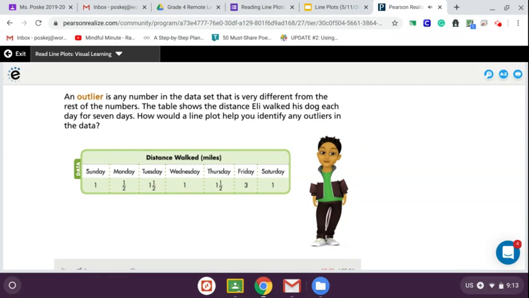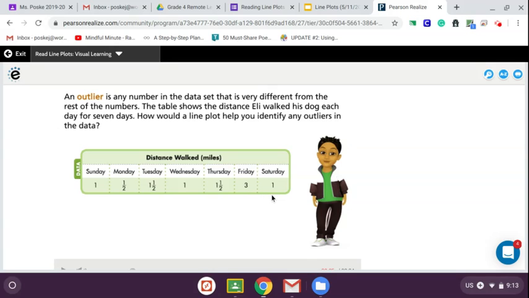So this word is going to come up today called an outlier. And if you did yesterday's vocabulary lesson, and if you were here for math class yesterday, this word should be a little familiar to you. Okay, so an outlier is any number that is very different from the rest. Okay, so take a look at this chart here. We have 1, 1/2, 1 and 1/2, 1, 1 and 1/2, 3, and 1.